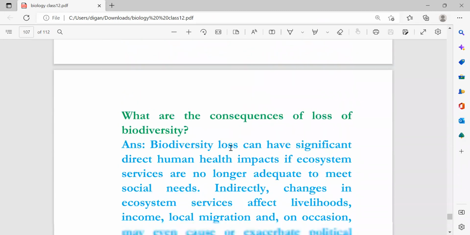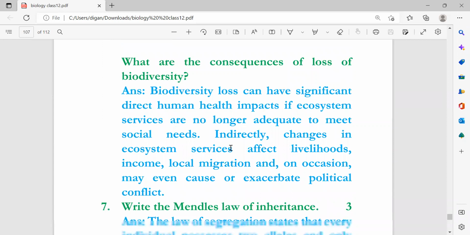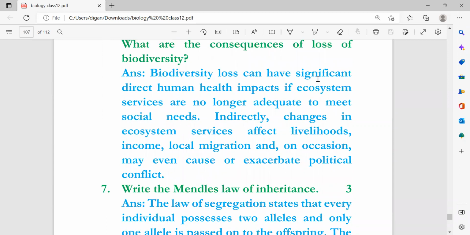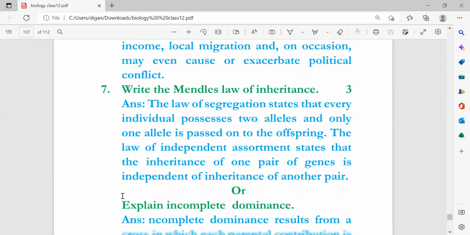Next, what are the consequences of loss of biodiversity? Biodiversity loss can have significant direct human health impact if ecosystem services are no longer adequate to meet social needs. Indirectly, changes in ecosystem services affect livelihood, income, local migration, and on occasions may even cause or exacerbate political conflict. Write the Mendelian laws of inheritance.